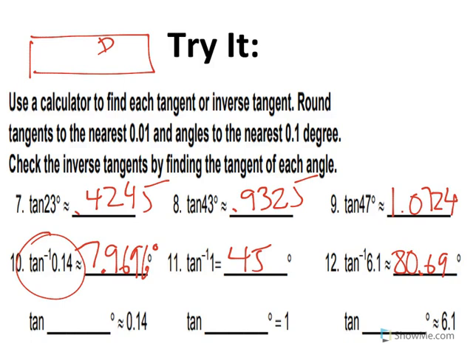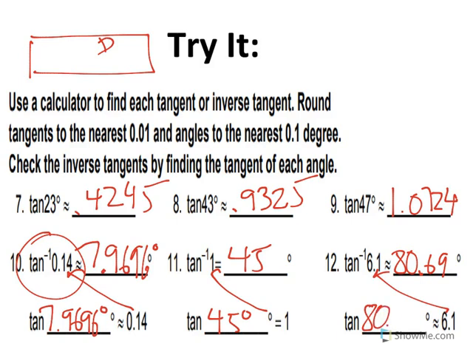Okay, so here we're saying that tangent of something is equal to 0.4. Well, we have that already, so this is tangent of 7.9696 degrees. Right? It's similar to number 11. We see that the tangent of something equals 1. Well, this is the same one, so that means tangent of 45 degrees is 1. And similarly here, this is 80.69 degrees.